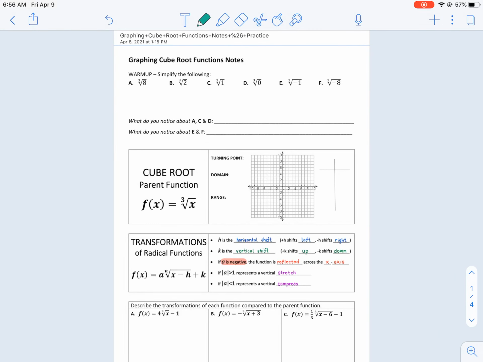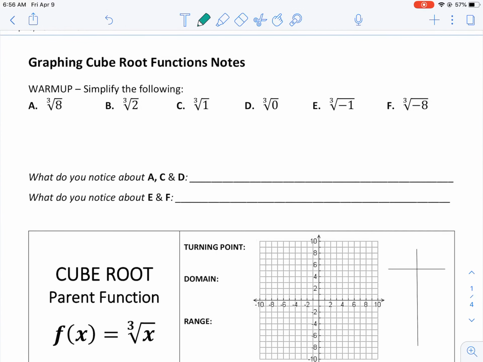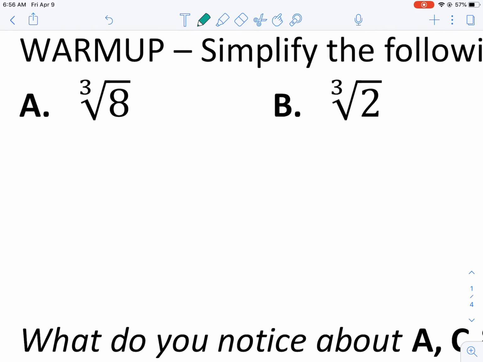All right, in this video, I'm going to be going over how to graph the cube root functions. I'm going to try and make this nice and easy. Graphing the cube root functions is just like graphing the square root functions. You kind of want to find the perfect cube. Like the cube root of 8 is 2.